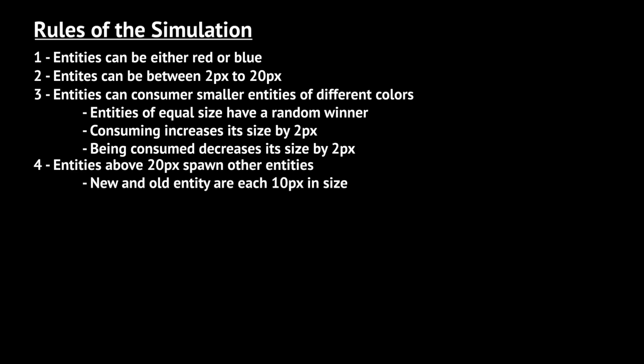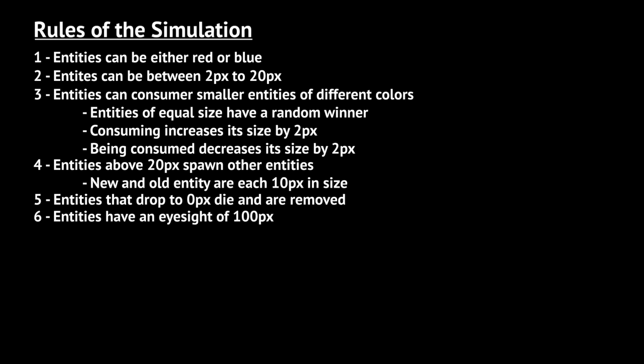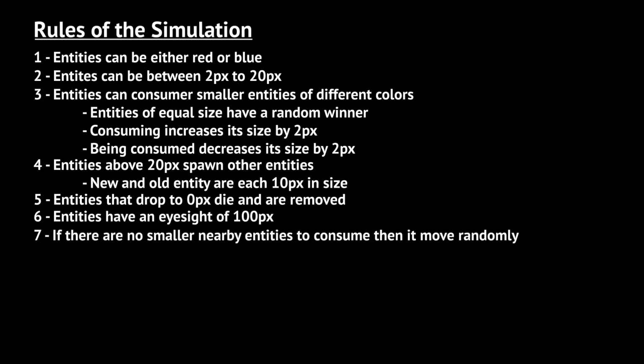Entities spawn another entity when they reach a size of 20 pixels. Both the old and the new entity are of size 10 pixels. Entities of 0 pixels die and are removed. Entities have an eyesight of 100 pixels. If there are no smaller entities in its eyesight, then an entity randomly moves between 1 to 7 pixels in a random direction, left, right, up, or down.